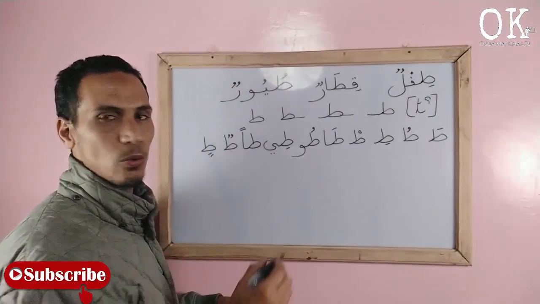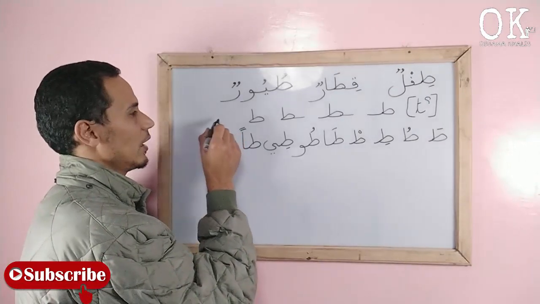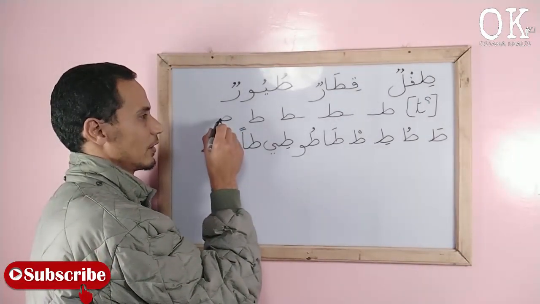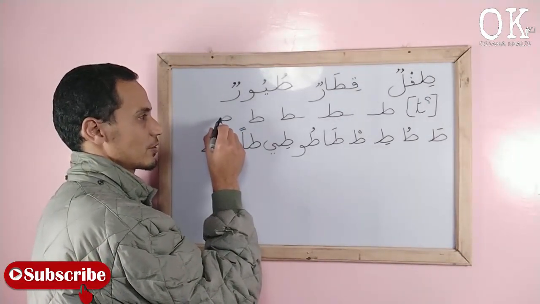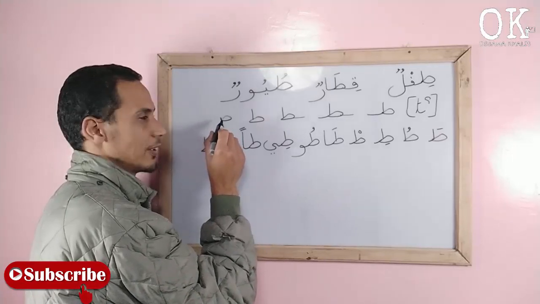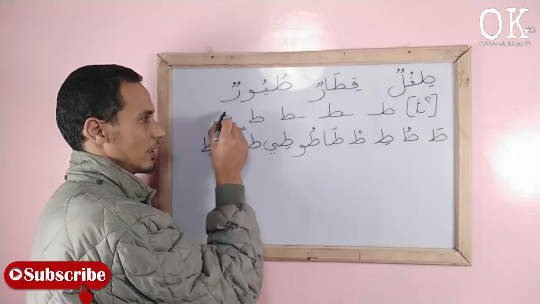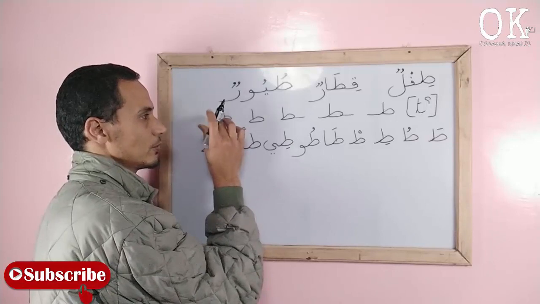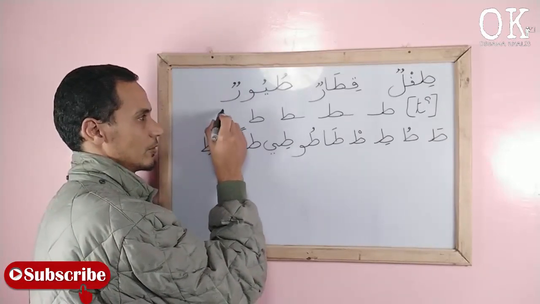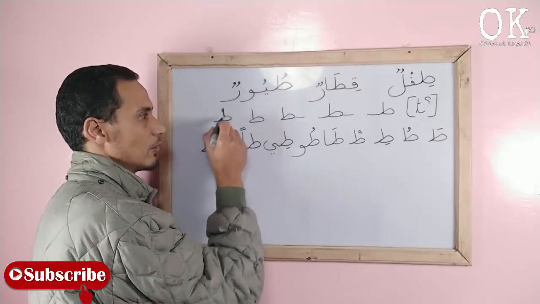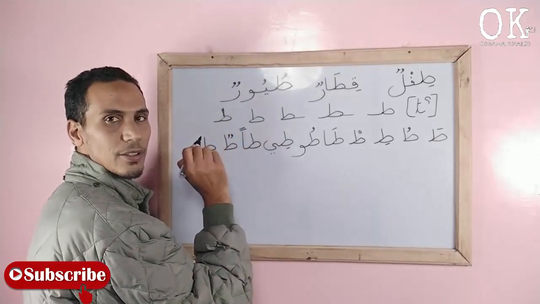In harf ta we don't draw a small vertical line that we saw in harf sad and dad. No, we don't draw this one. Just draw a long vertical line like this.